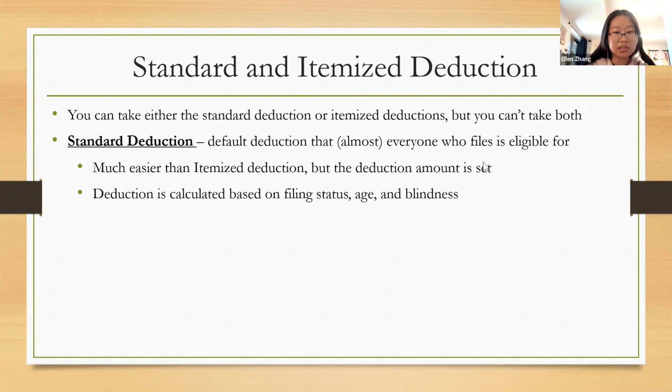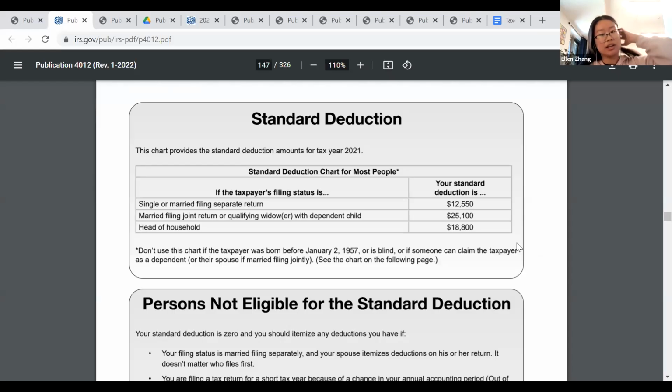So let me just share my screen. Here's the standard deduction chart. So for most people, if you are under the age of 65 and you are not blind, based on your filing status, if you're single, your standard deduction is $12,550.